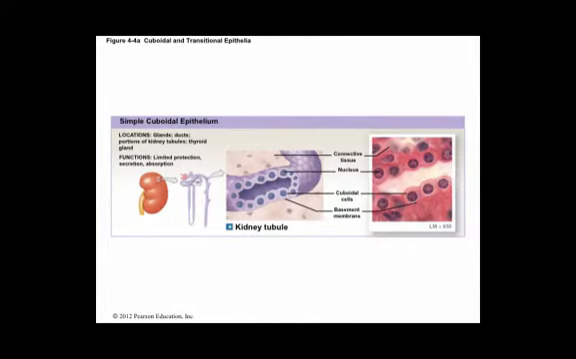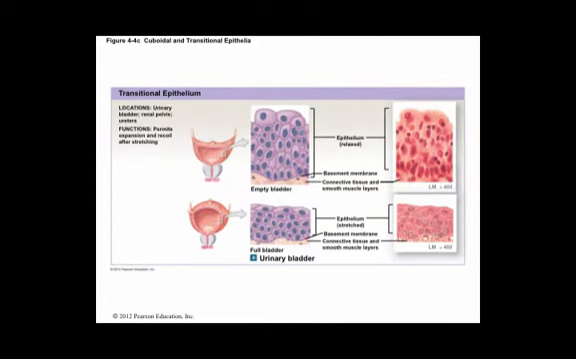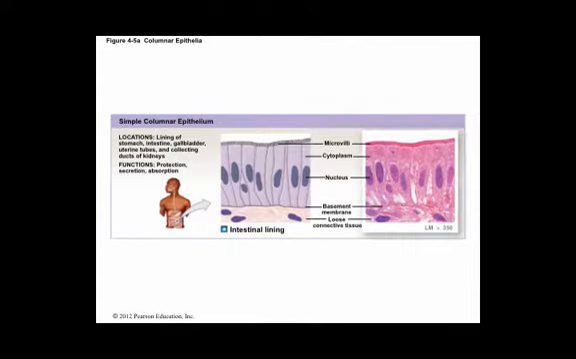Simple cuboidal has 1 layer of square cells and is found in the tubules of the kidney where absorption and secretion must take place. Stratified cuboidal has more than 1 layer of square cells and is found in sweat ducts and mammary ducts where secretion occurs. Transitional epithelium has cells with many different shapes that change appearance as the tissue is stretched, such as the urinary bladder.